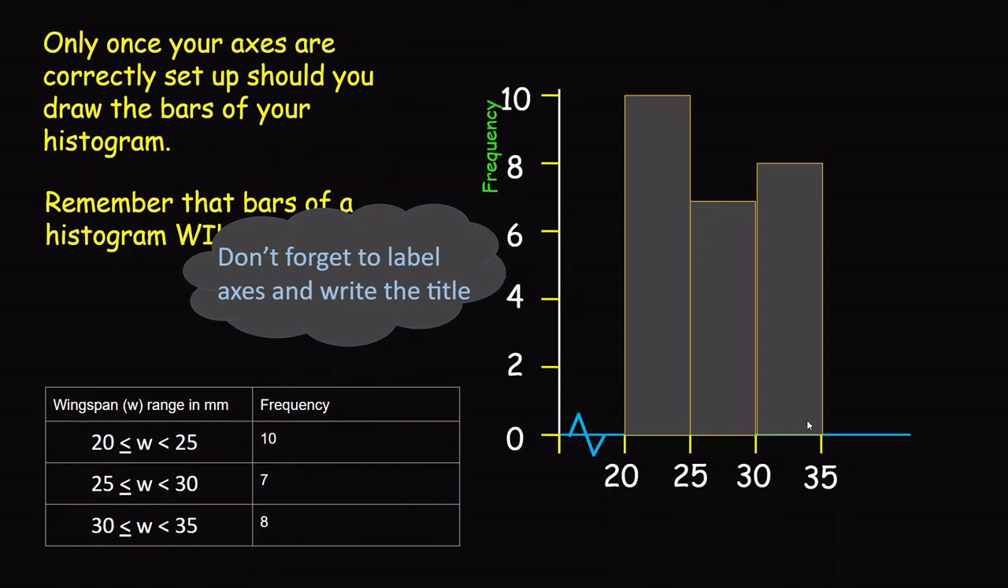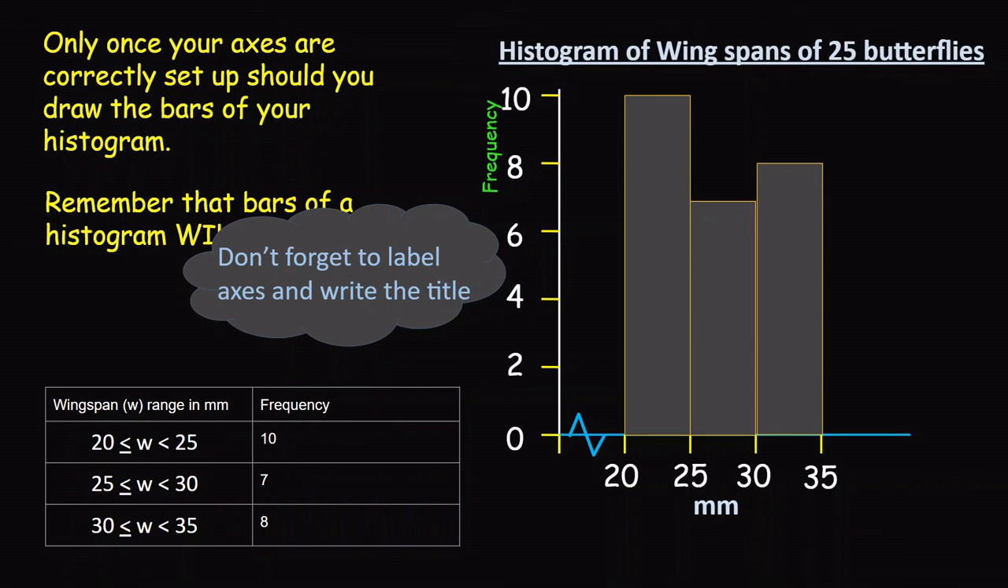Don't forget to label your axes. I've got my frequency axis labeled already, but I need to label my bottom axis. What is this? This is millimeters. Millimeters of what? Unless I have a title, I won't know. And it should include what kind of graph this is. This was continuous data, so I drew a histogram of the wingspans of 25 butterflies. And there you have it.